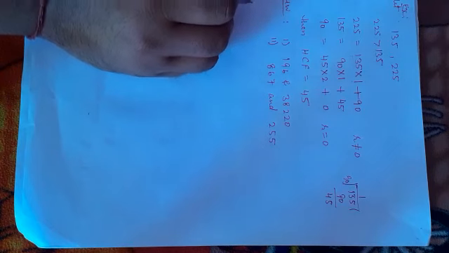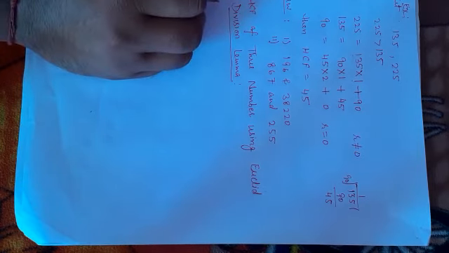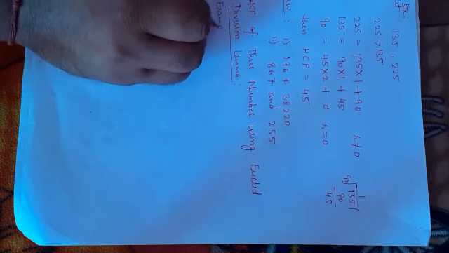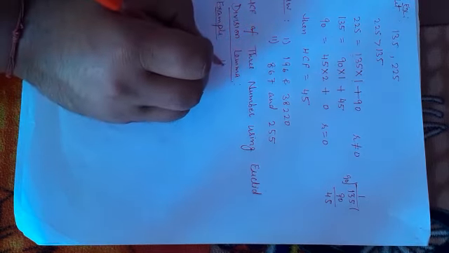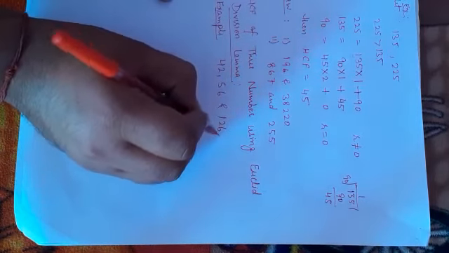So next topic is how to find HCF of three numbers using Euclid division lemma. To find out HCF of three numbers using Euclid division lemma, let us take an example. We have numbers, for example, you have 42, 56, and the third number is 126.